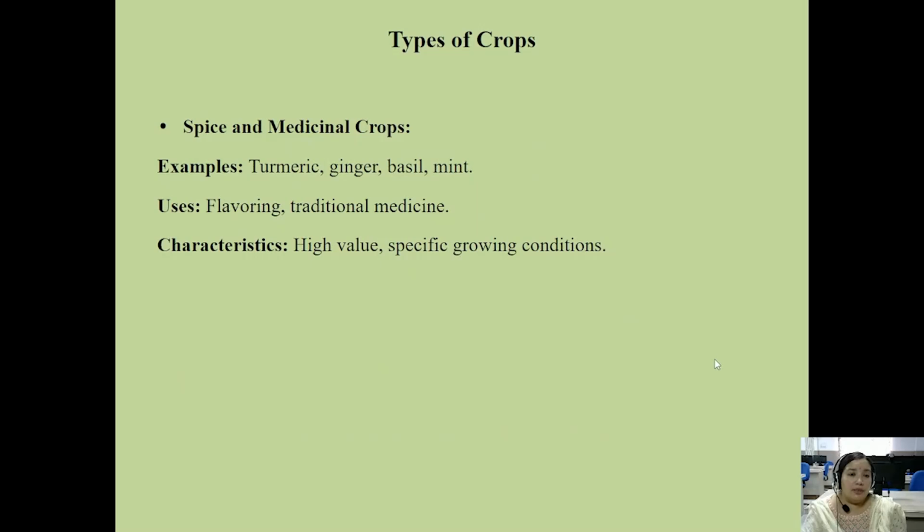Then come to spice and medicinal crops, which come under the category of types of crops. Examples are turmeric, ginger, basil, and mint. And uses are flavoring and traditional medicine. Characteristics are high value and specific growing conditions. That is the characteristics of these crops: high value, specific growing conditions.